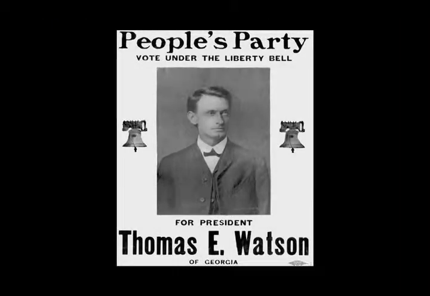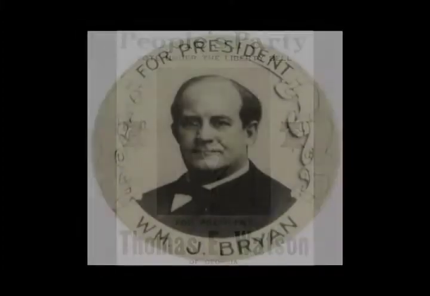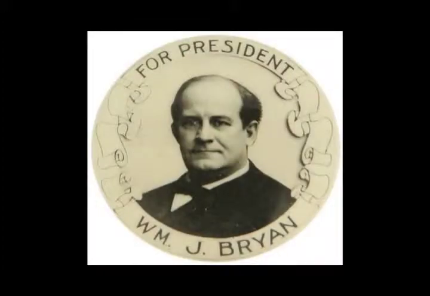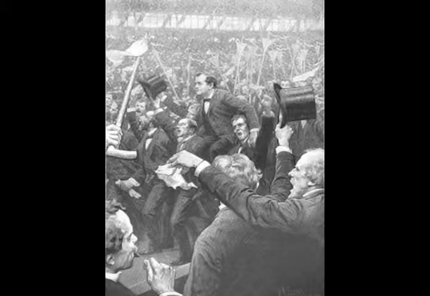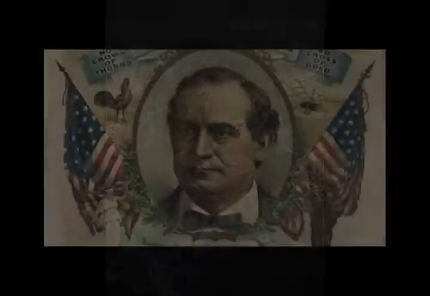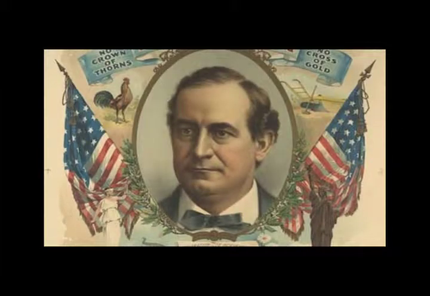Although the original face of the People's Party was the great speaker Thomas E. Watson, it was another man who had a shot at becoming president in favor of the populists. William Jennings Bryan was a Democrat who gained the support of the populists. He was born on March 19, 1860 in Salem, Illinois.